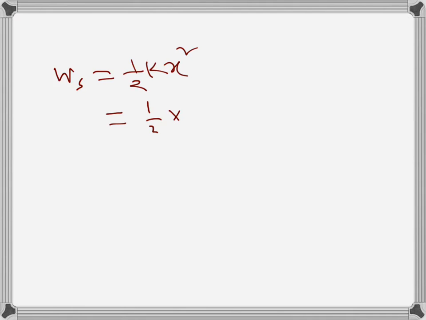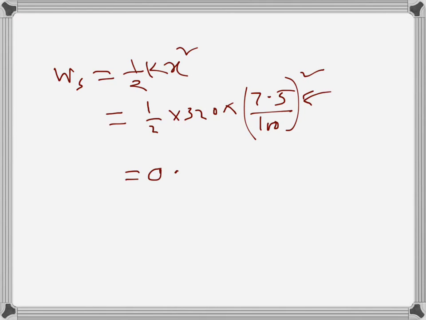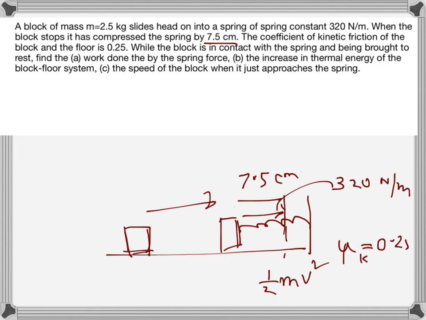So half times 320 times 7.5 centimeters, x in meter, squared, so we get 0.97 joules approximately. So that will be negative because work is done on the spring. So if we say what is the work done by the spring, that will be minus 0.97 joules. So that's the first one, A.